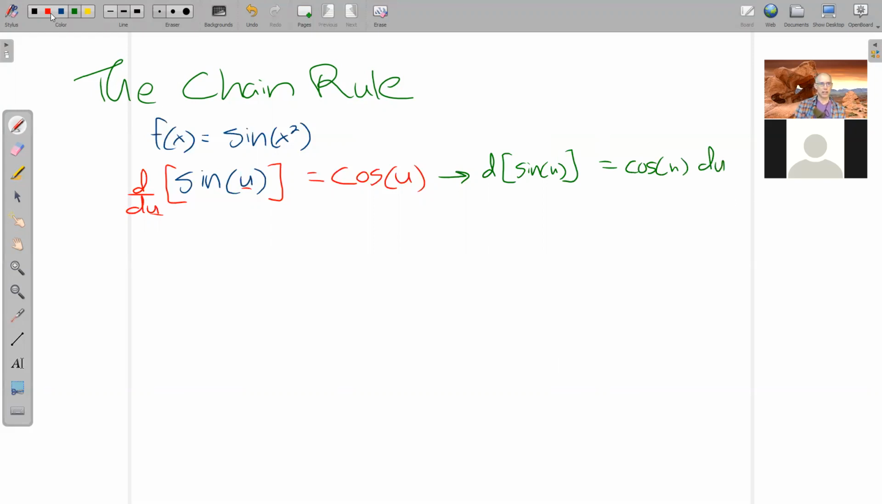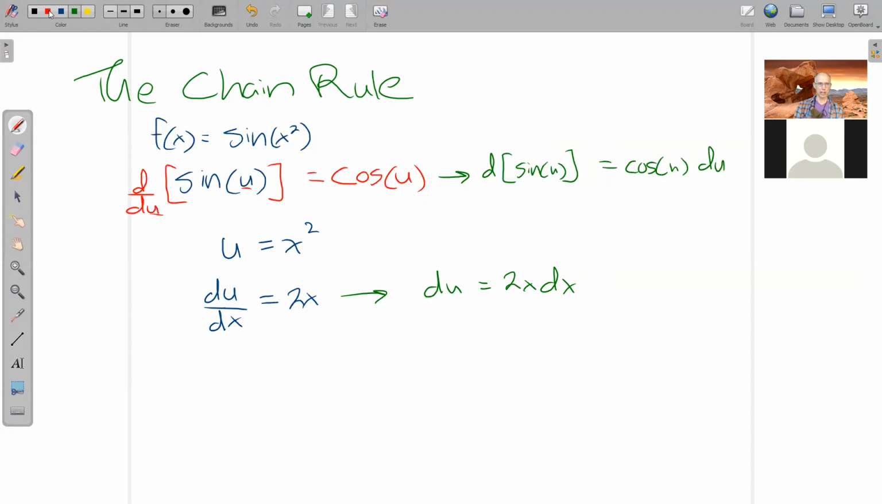But I can take this a step farther by saying, okay, but u is really x squared. And I could take the derivative of u with respect to x, and that, according to the power rule, is just 2x. And then I can rewrite that in differential form. So now I have du is equal to 2x dx. And then I can put all of this together.